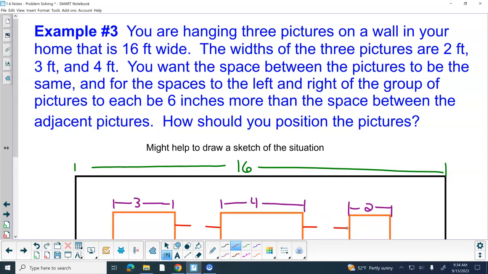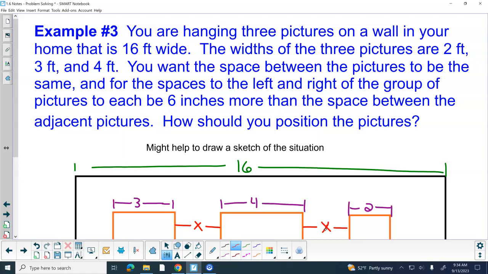So what do we want to call it? S? X? Any letter? Okay, I'm going to go with X just because S looks too much like a 5 for me.